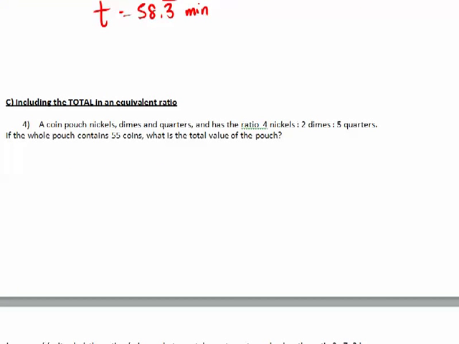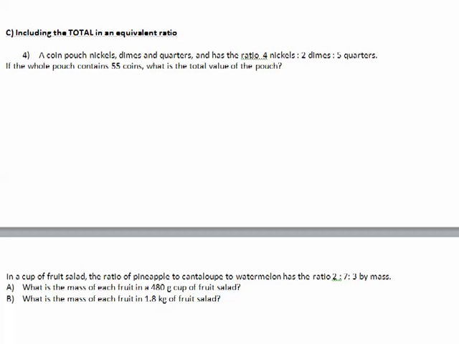Letter C. So now we include totals in our equivalent ratio. So for example, a coin pouch contains nickels, dimes, and quarters and has the ratio 4 nickels to 2 dimes to 5 quarters. If the whole pouch contains 55 coins, what is the total value of the pouch? Well, first of all, let's put our knows and want to knows on the top and on the bottom.